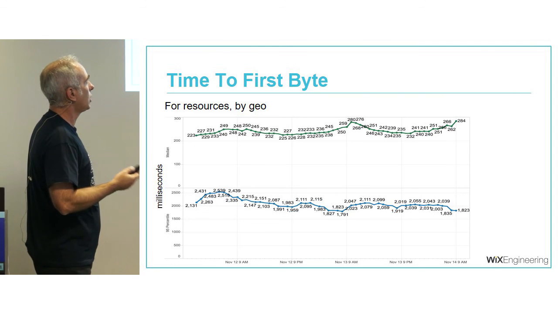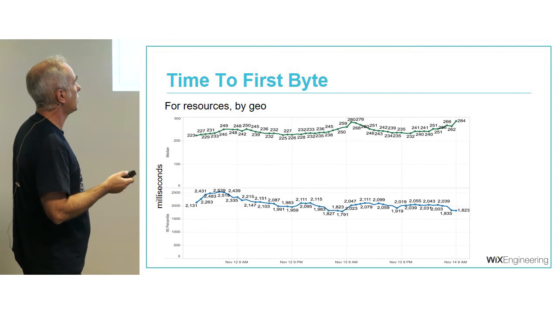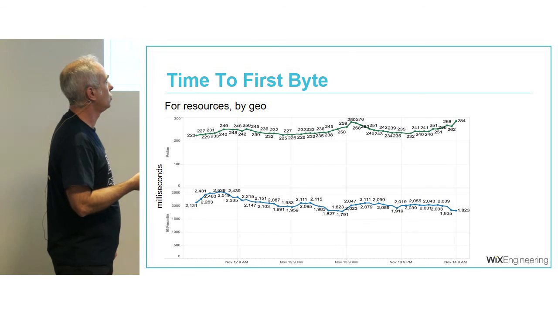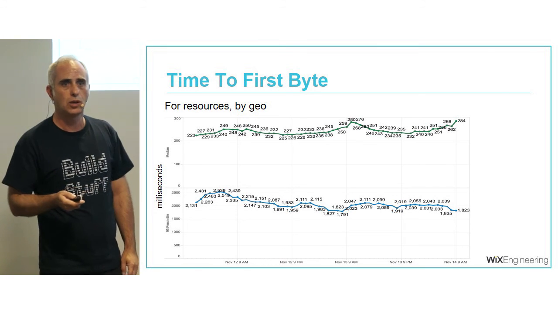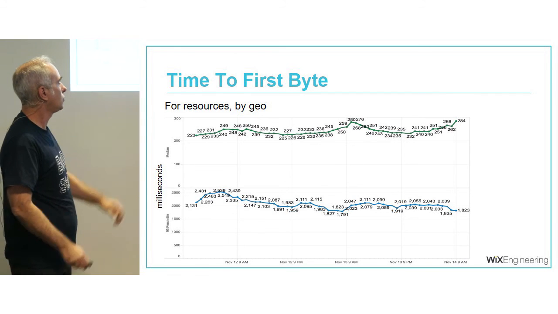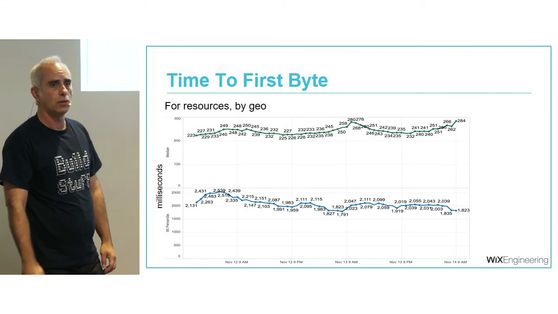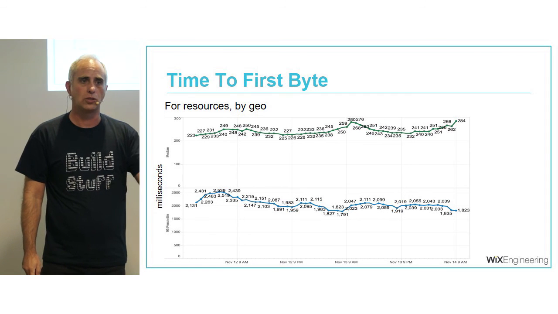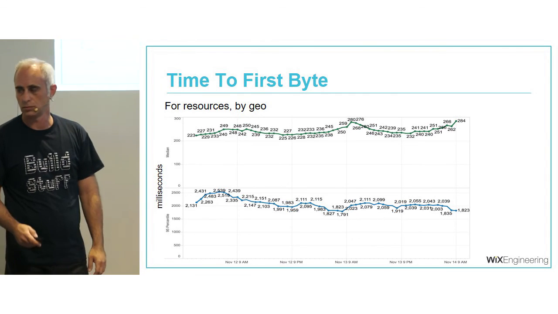So you see that for lucky people, the time to first byte is under 200-something milliseconds, whereas for the poor people with really slow internet connections, they have to wait as long as 2 seconds for the first byte just to start arriving.